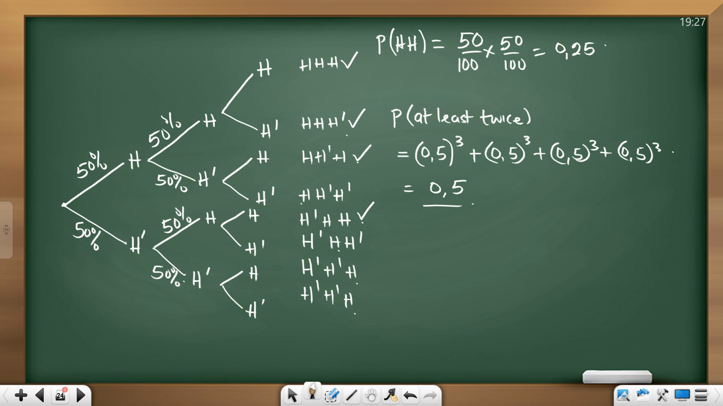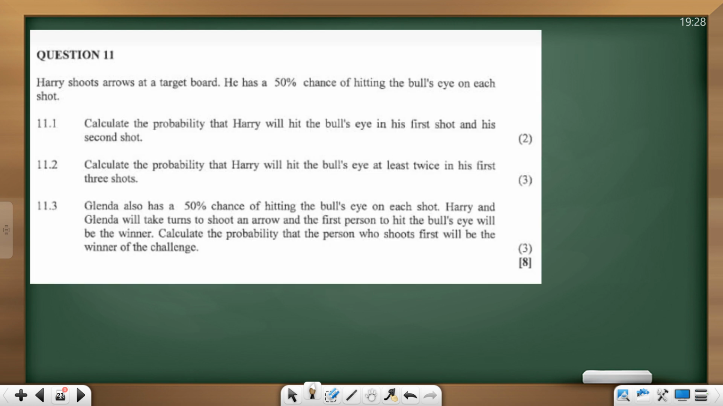Guys, is the interpretation making sense though? At least 2 times means. Can we move on? Those of us at home, please let me know if you need to take me back. Maybe are you fine as well? Okay.